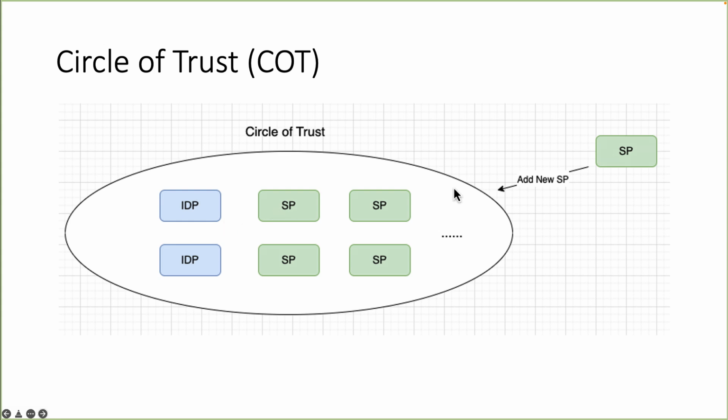The same case goes for a different SP. Say it's a different application, and I want to use this SP to work with this IDP. That works too. As long as they are in the same circle of trust, they should be good. One thing to notice is that the circle of trust is a conceptual idea, but the way to form that circle of trust is by exchanging metadata. So we're going to look at that next.